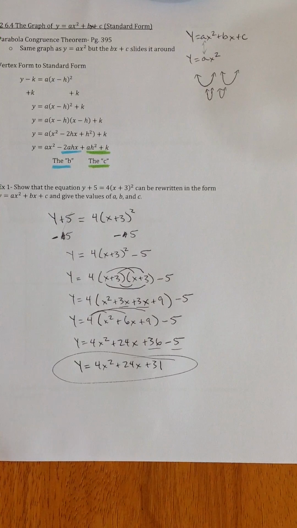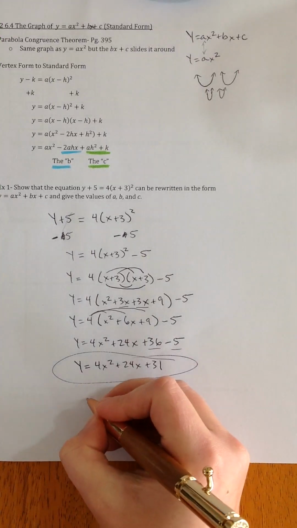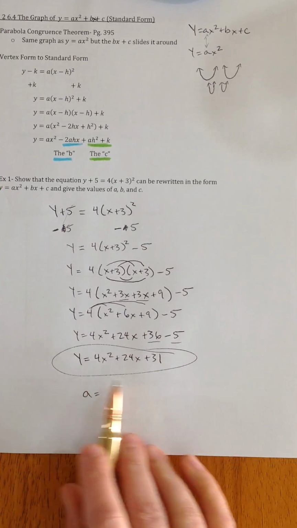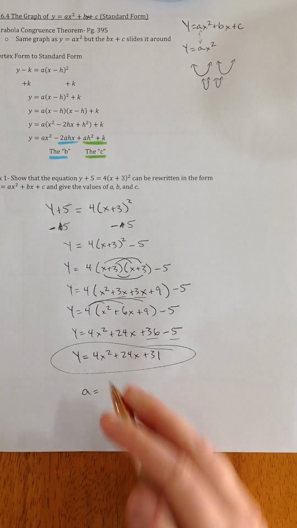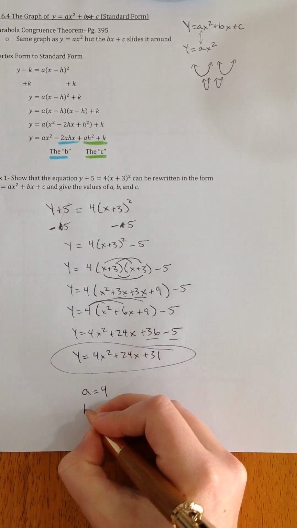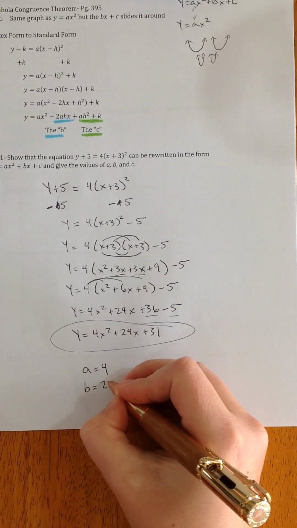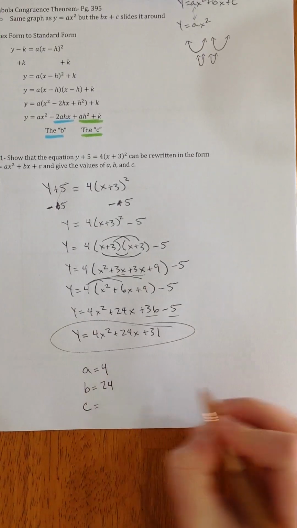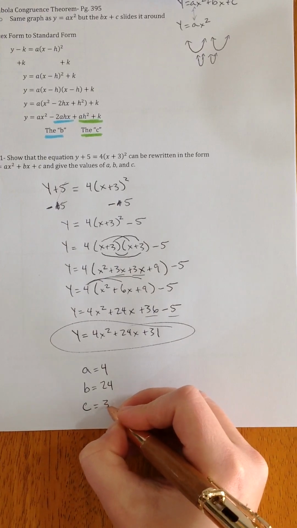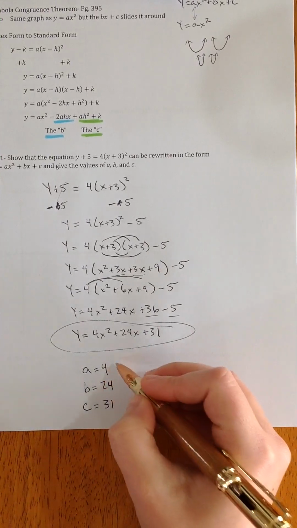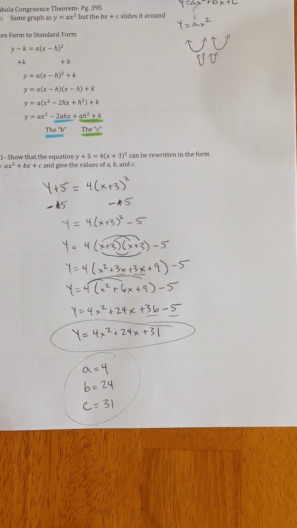Then they want us to identify my A, my B, and my C. So my A is always, when I get to this form, whatever's with my x squared. So A is 4. B is whatever's with the x, so that would be 24. And then my C is always my constant when I'm in this form, which is the 31, which doesn't have any of the x's with it. So that would be the A, the B, and the C.